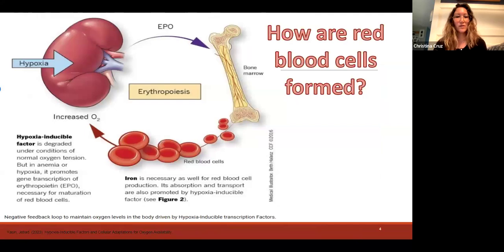So how are red blood cells formed? So this is the anemia feedback loop or erythropoiesis. And as you can see, hypoxia is going to stimulate the kidney to create erythropoietin or EPO. And then the EPO stimulates the bone marrow to create the red blood cells, and that increases our oxygen.